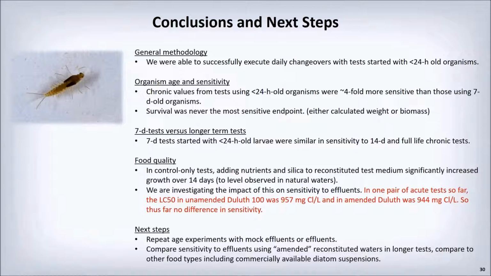The real question is whether or not this has an impact on sensitivity of these organisms to effluents, and we've just started doing that. We've done one pair of acute tests, 96-hour acute tests in the standard reconstituted water and then the amended reconstituted water. The LC50s in the two are shown there, 957 for the unamended and 944 milligrams per liter for the amended. So far, no difference in sensitivity, but more testing needs to be done there. Again, next steps are to repeat some of these experiments with mock effluents, test some other different types of contaminants, and then do further work to look at these amended reconstituted waters to really try to dial in the best growth and culture health for these organisms.